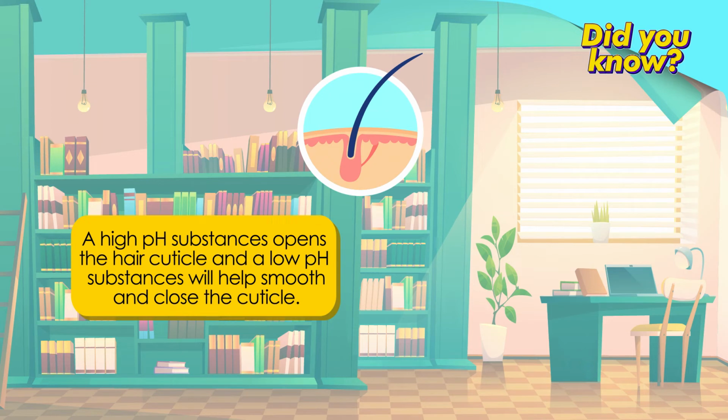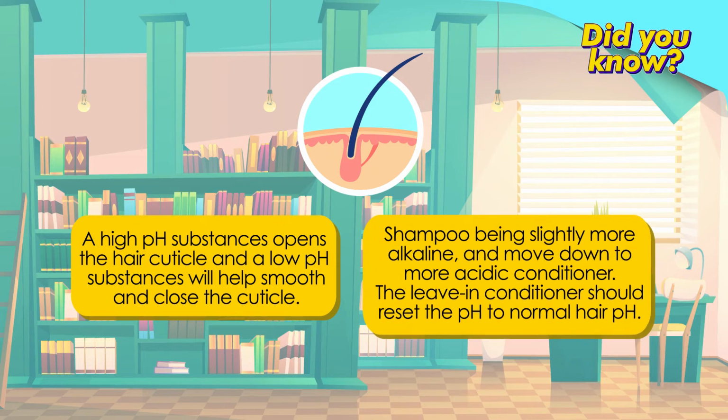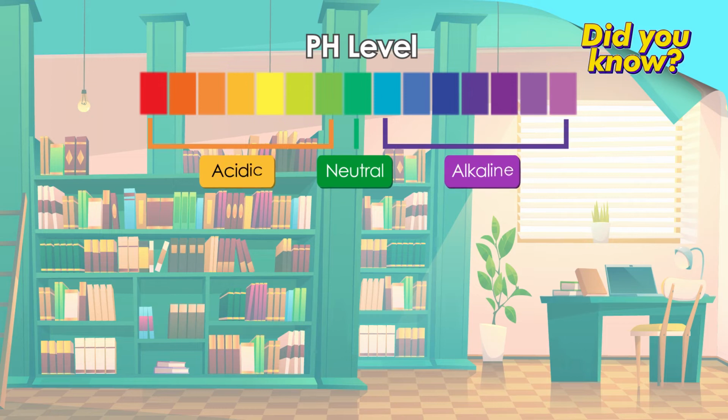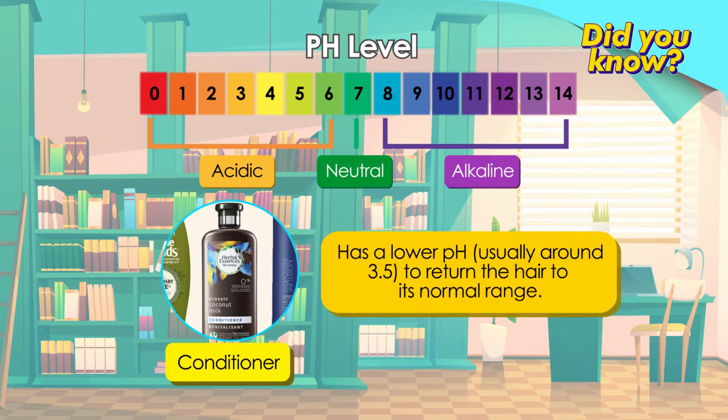The pH of most shampoos is weakly acidic. A high pH substance opens the hair cuticle, and a low pH substance will help smooth and close the cuticle. It would be good to try an entire lineup of products from one brand, as normally they have started with shampoo being slightly more alkaline and moved down to more acidic conditioner. The leave-in conditioner should reset the pH to normal hair pH.